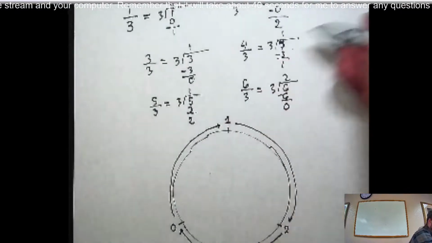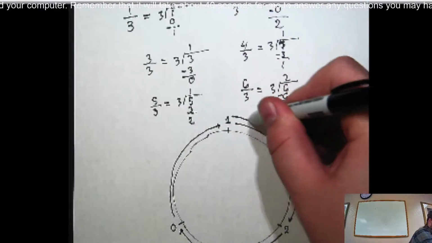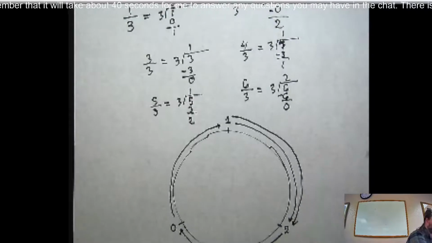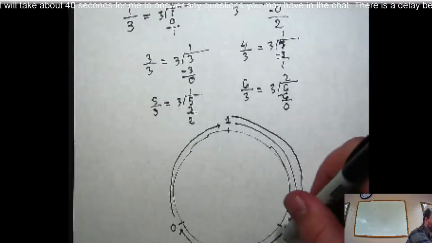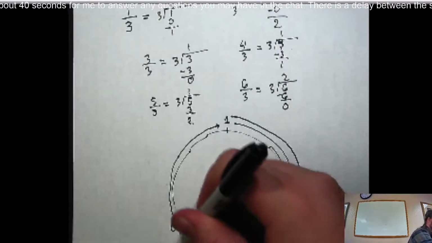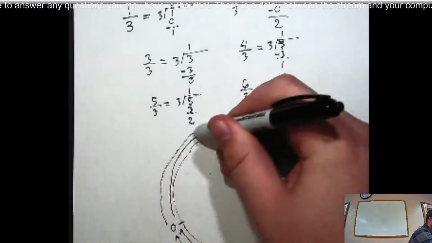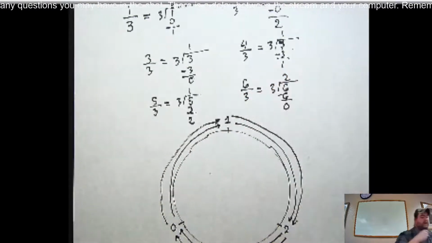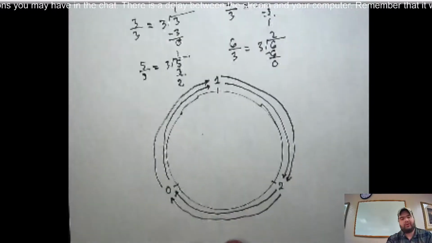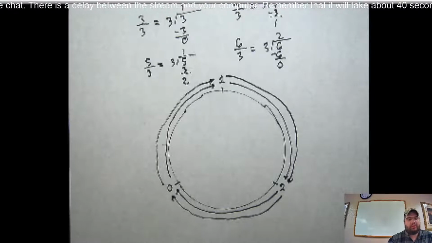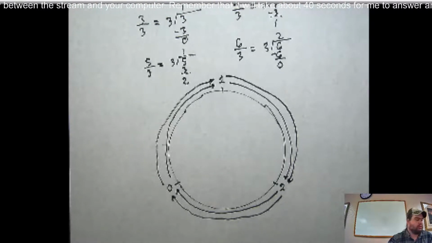We can keep going. Next one, we go back to 2. Okay, next one, we go back to 0. Next one, we go back to 1. And it'll keep doing that over and over again.